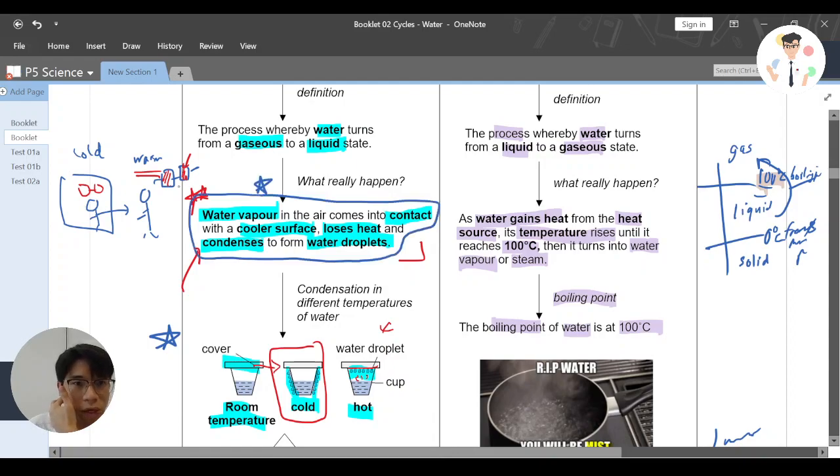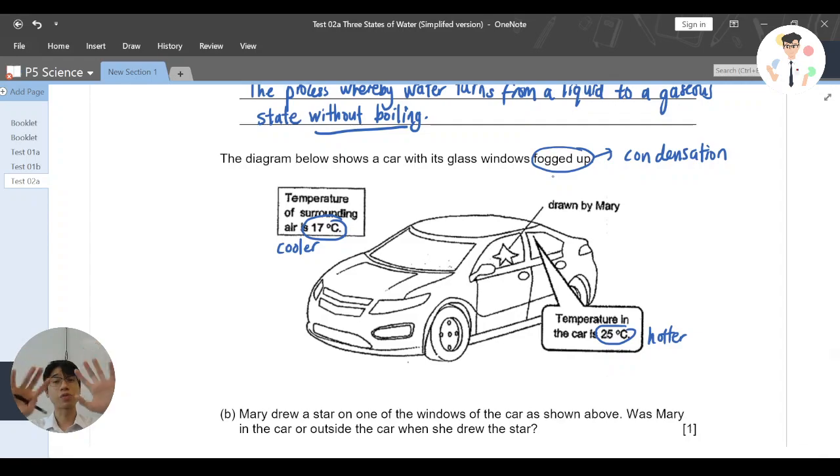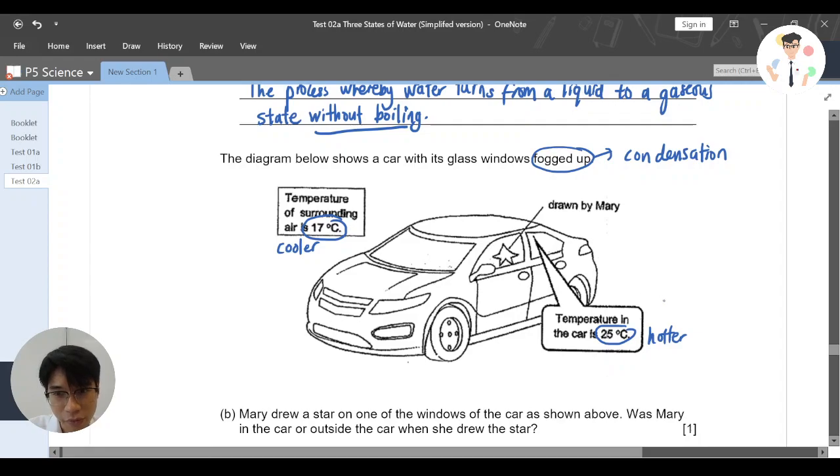Let's look back to this. You know that it's fogged up, but the problem here is whether it is fogged up inside or outside. It means the glass window becomes blurry because of the fog. But inside or outside? That's something we always need to ask ourselves. And you must understand this: the fog up always happens on the hotter side. Again, I repeat, the fog up always happens on the hotter side. So the temperature inside is hotter, right?